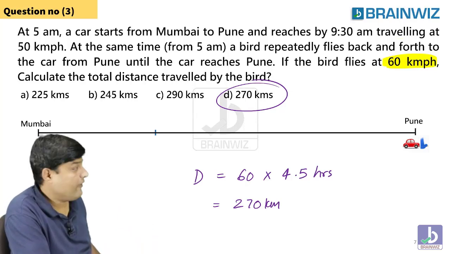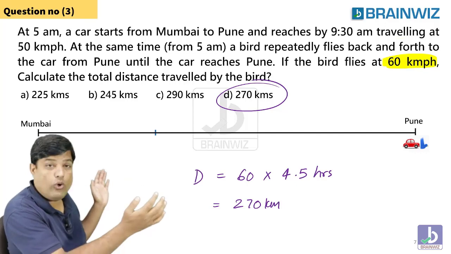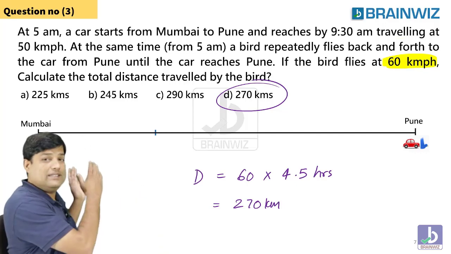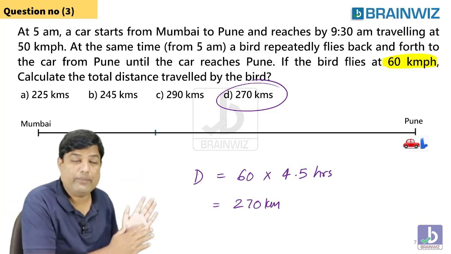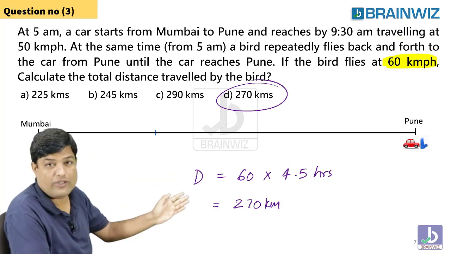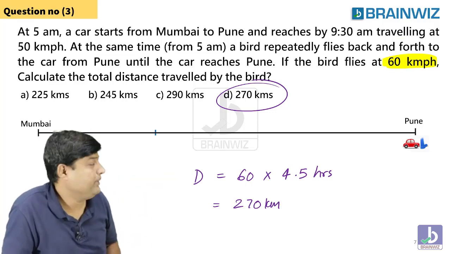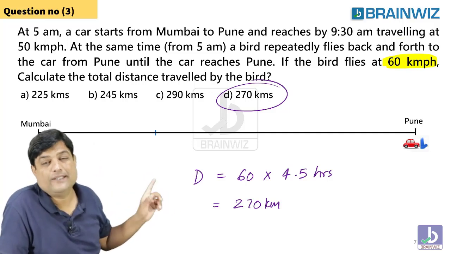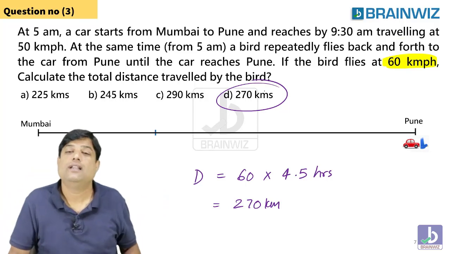This is quite an easy question, guys, but people think it's logically difficult. They think we have to calculate the first distance, second distance, third distance, fourth distance, and add all the distances. No, that's not the way. The simple logic is this: as long as the car was traveling, the bird was also flying in the air. The time taken by the car to reach from one corner to another is the same time the bird flies. We know the speed of the bird is 60 km per hour and the time is 4.5 hours. I believe you have all understood this third question, guys. Let's go to the next question.